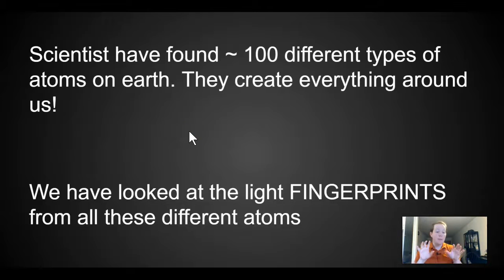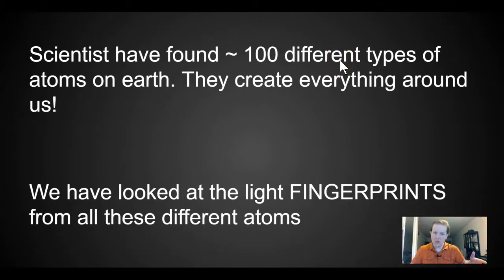Now, let's think about here on Earth. Scientists have found around 100 different types of atoms. Remember, we learned that atoms create everything around us. Everything is created from atoms. And there's around 100 different types. Types with names like hydrogen, helium, calcium, carbon, potassium. Did you remember some of those?